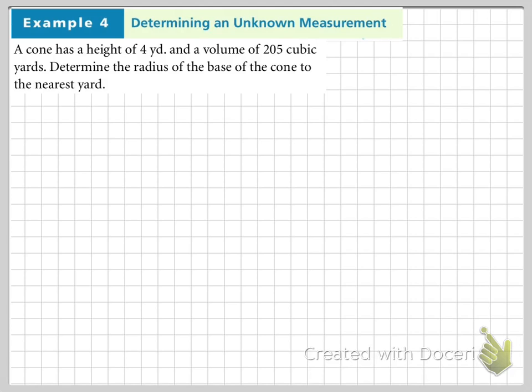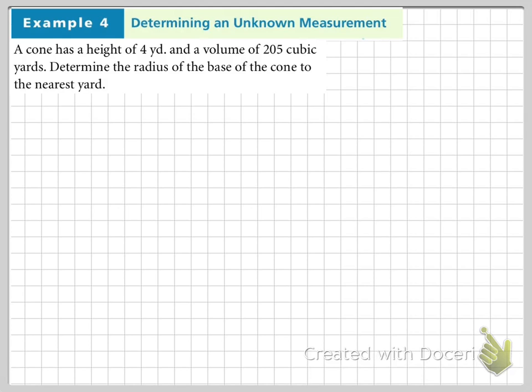Here we are at example 4, determining an unknown measurement. A cone has a height of 4 yards and a volume of 205 cubic yards. Determine the radius of the base of the cone to the nearest yard. Okay, this time we're given the volume, but we're asked to find one of the pieces of information that went into it, and that's the radius.